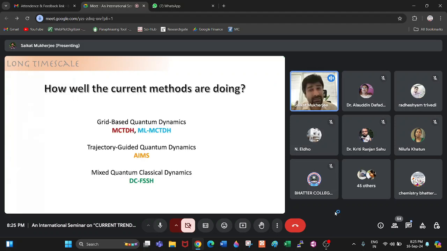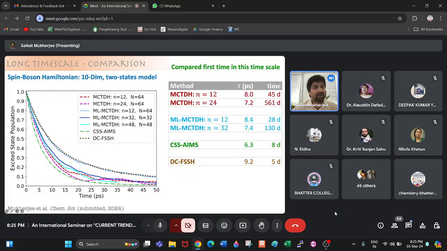I ask the same question again: how well are the current methods doing on the long time scale? Here I will compare these methods: MCTDH, that is quantum; AIMS, trajectory-guided quantum dynamics, that is multiple spawning; and fewest-switches surface hopping, that is mixed quantum-classical. I simulate all these methods in a spin-boson model Hamiltonian. What is a spin-boson model Hamiltonian? It is not a real molecule. It is a two-state model Hamiltonian. We have two electronic states, and I prepare it in a 10-dimensional way.